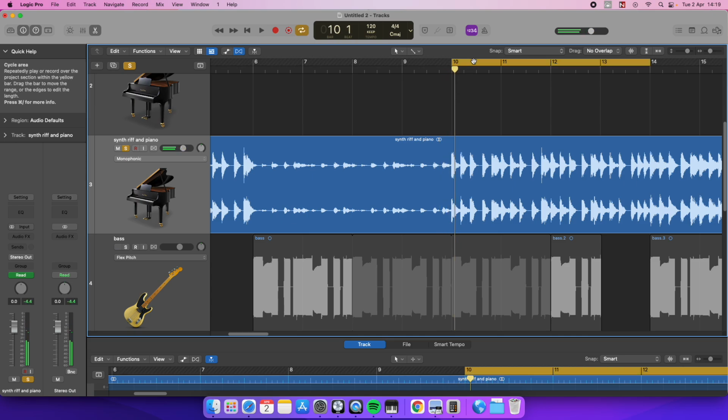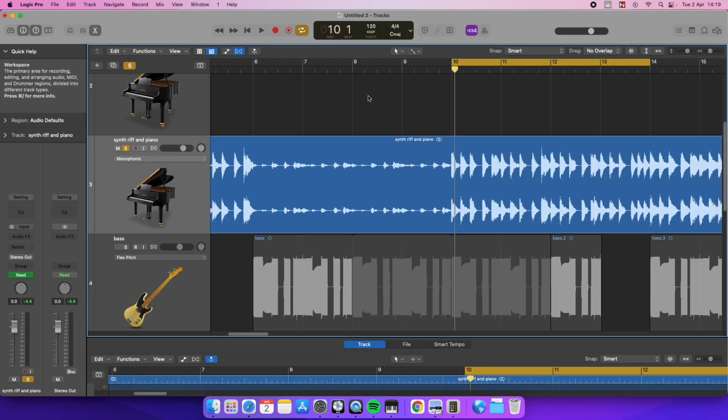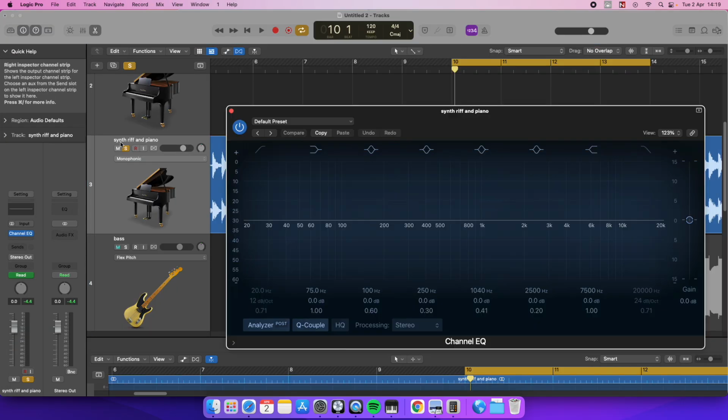All right, so we just got to automate a filter on the synth riff. At the beginning of bar 10, the cutoff frequency should be set the same as bar 9, then gradually increase the cutoff frequency. Okay, so let's start with EQ.